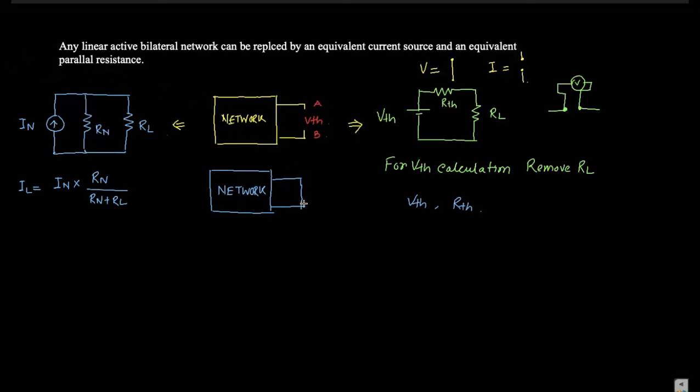Why do we make it short? Because we have to find the IN, the total current flowing. VTH is nothing but the total voltage, and IN is nothing but the total current supplied by the source, the entire current. So to calculate IN, the path must be short circuited. If it is open, no current will flow, and we cannot calculate the IN. So to determine the IN, we should short the RL path. This is the basic difference between Thevenin's and Norton's.